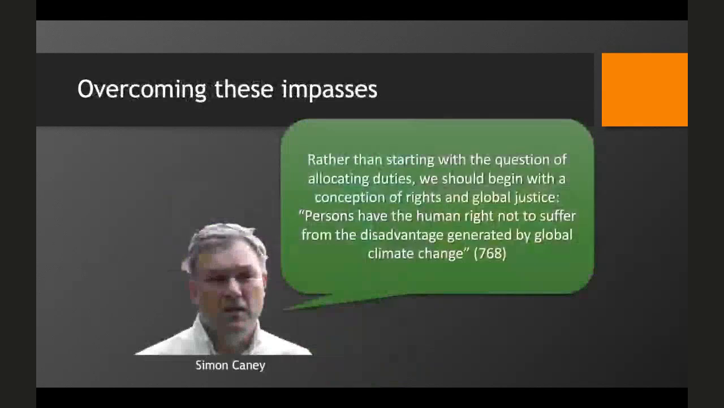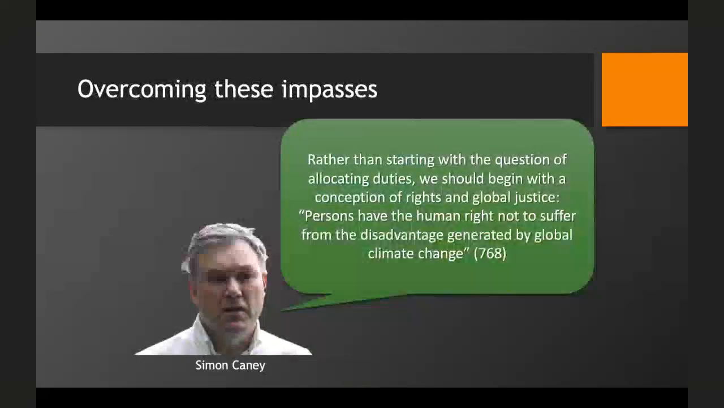He starts from the argument that we have to look at questions of rights and justice rather than the question of distributing duties. So he says, first, his starting point is that persons have a right not to suffer from the disadvantages generated by global climate change. Then we need to have an understanding of what the question of justice is. And this claim that we have a human right not to suffer from climate change is going to guide the way that we adopt distributive principles.